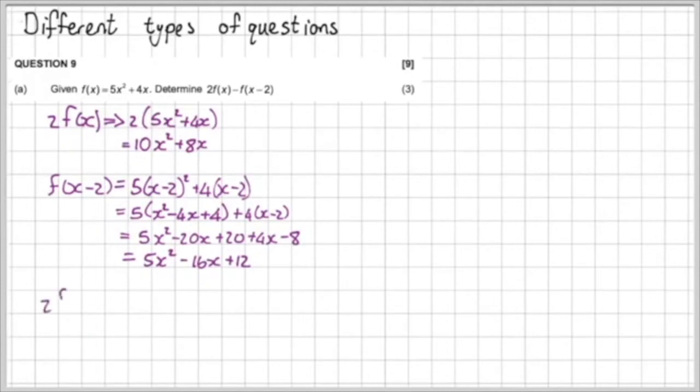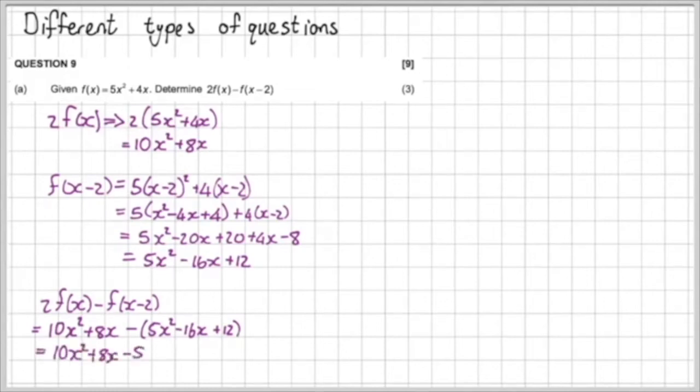So all I'm going to do now is combine it into one expression by looking at those two expressions from the top. So 2 times f(x) is 10x squared plus 8x, and then I'm going to subtract f(x minus 2) from it. And this leads me, by multiplying the negative in, to a final expression of 5x squared plus 24x minus 12.